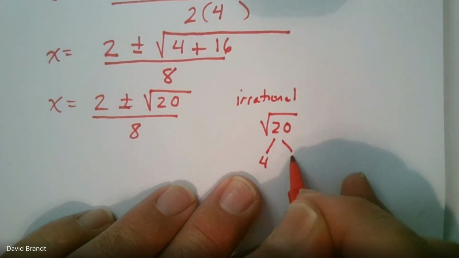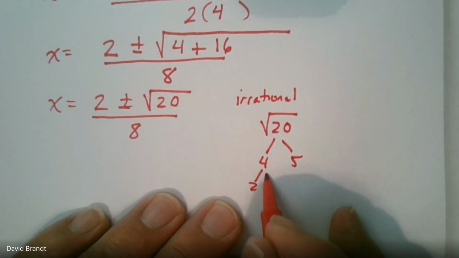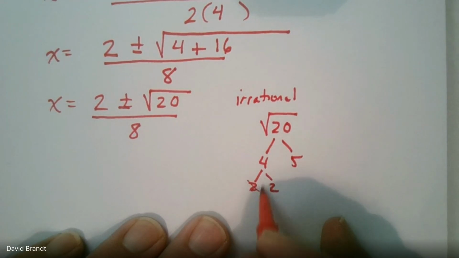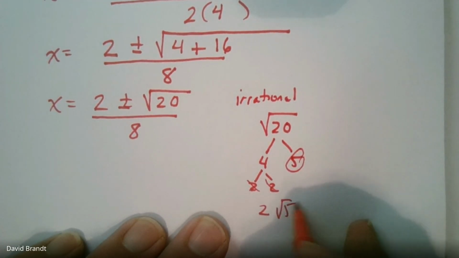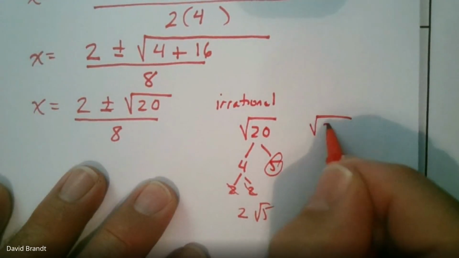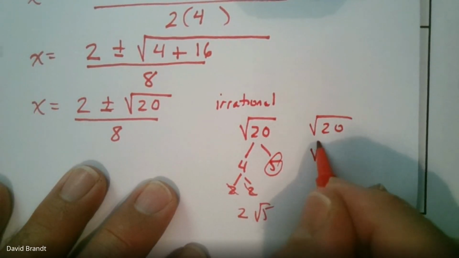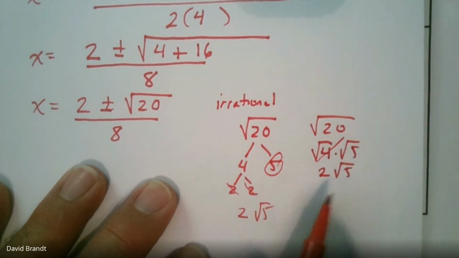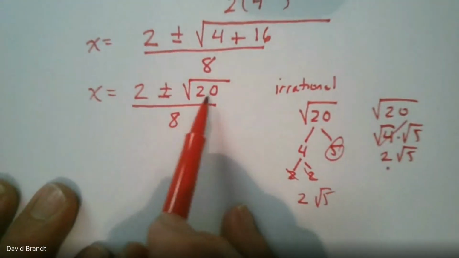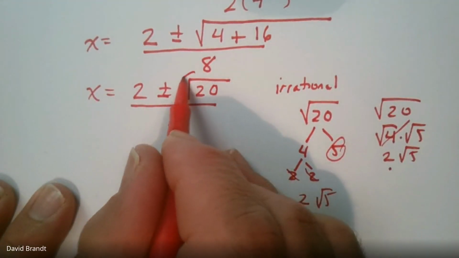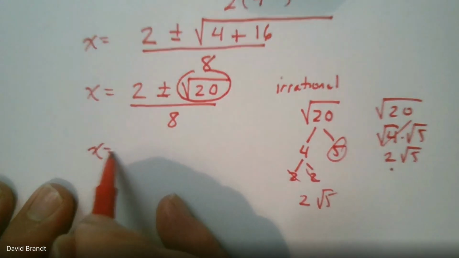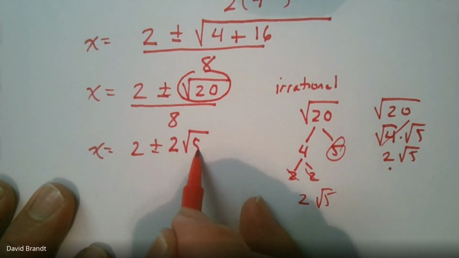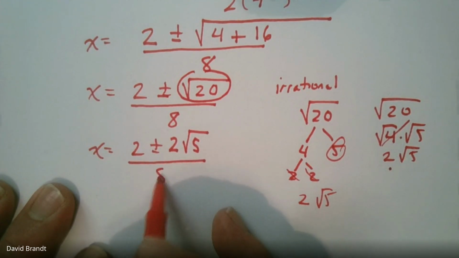That's 4 times 5, remember? And then 4 is 2 times 2. All right, if you have a pair of 2s, you can put one 2 on the outside and leave that 5 on the inside. Another way to do it, the way most of you learned, maybe, you break that up into the square root of 4 times the square root of 5. You know that the square root of 4 is 2, so it's 2 square roots of 5. So break up 20 like we did back in Unit 8. This breaks up into plus or minus 2 square roots of 5 all over 8.